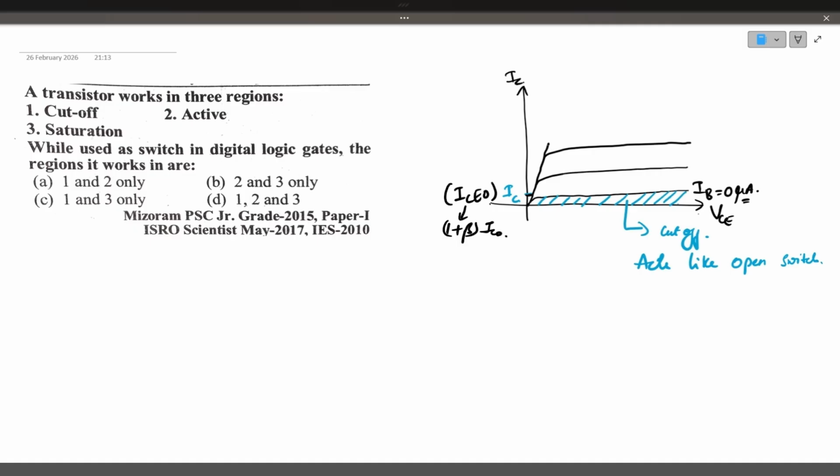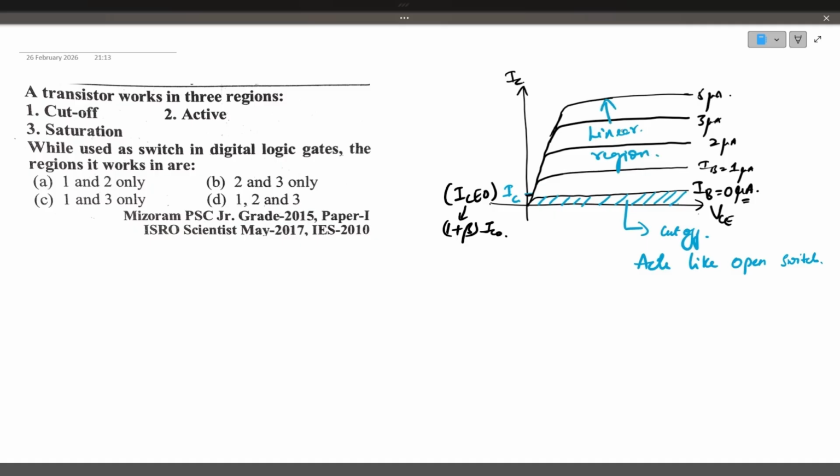This is the output VI characteristics when IB is increasing. Assume IB is equal to 1 microampere, 2 microamperes, 3 microamperes, and so on. So this entire thing is the linear region. This region is used for amplification purpose.